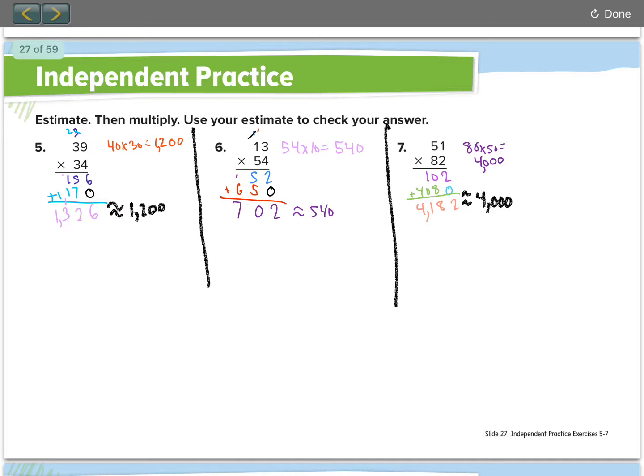Now before I multiply my 8, I have to place a 0 in the ones column, because I'm not multiplying by 8, I'm really multiplying by 80. Now that I have the 0, I begin. 8 times 51. 8 times 1 is 8. 8 times 5 is 40. So I place that on the second line, 4,080. Now I'm going to add 4,080 plus 102. I get 4,182, which is close to 4,000.